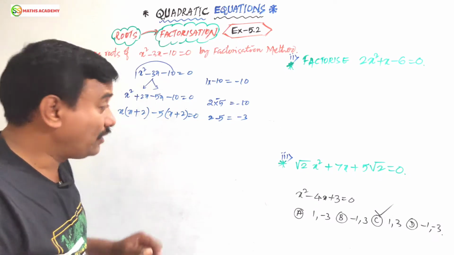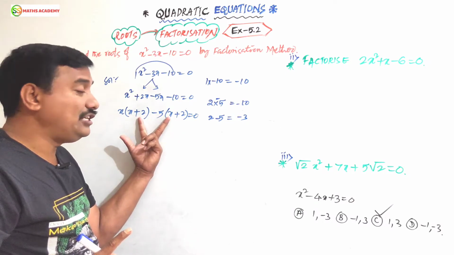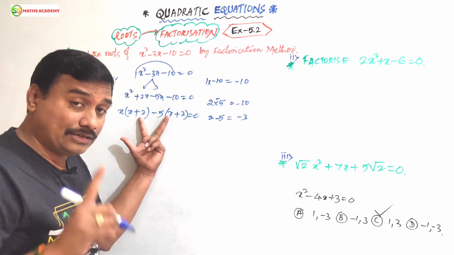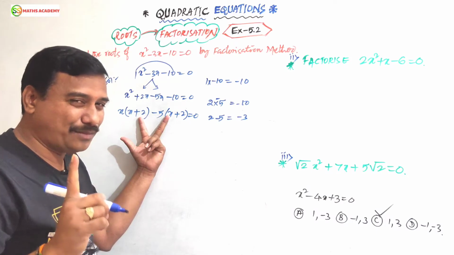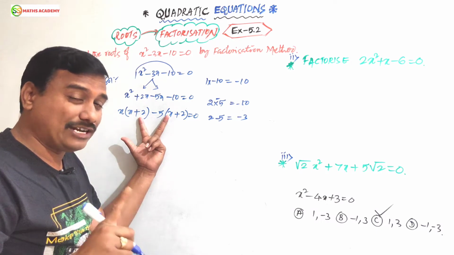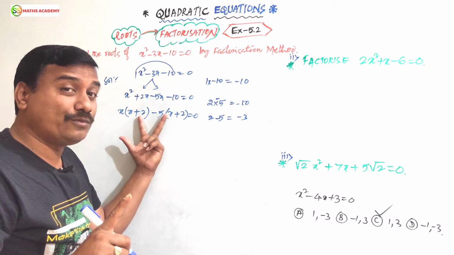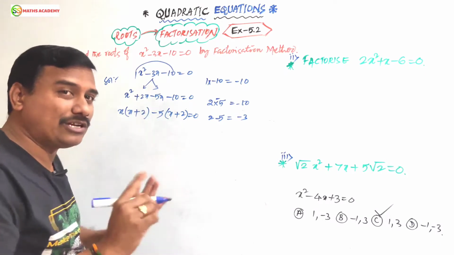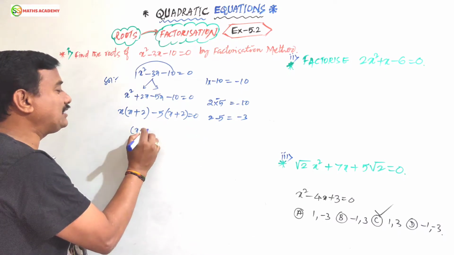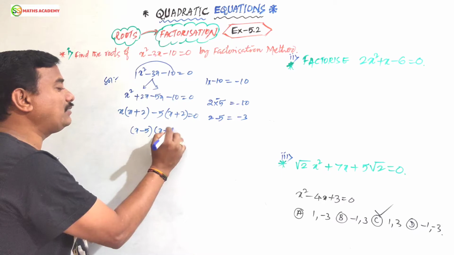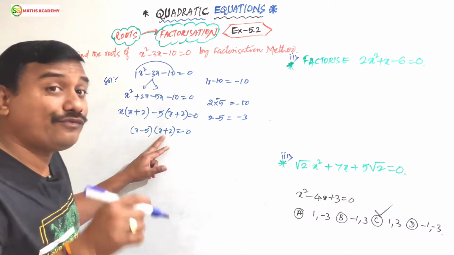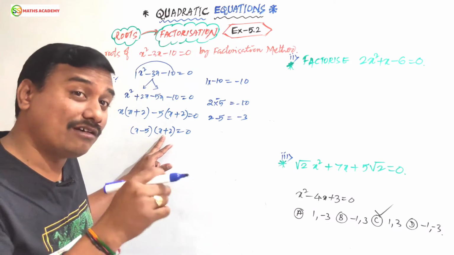Friends, remember, when you are taking the common, these two bracket terms must be similar. This process is very important. When you are finding the factorization of this quadratic equation, these two brackets must be similar. Then only your answer will be correct. Now, what are the common terms? x minus 5. What are the bracket terms? x plus 2. So these two are called factors.